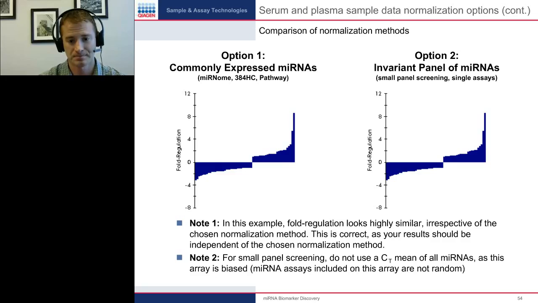Option 2 is the invariant microRNA panel, and you would choose this for small panel screening or individual assays. As a note, in this example, the fold regulation looks highly similar, irrespective of the method, because your results should be as independent of your chosen normalization method as possible. And as a second note, for small panel screening, do not use the CT mean of microRNAs, as this array is biased, meaning that your microRNA assays included on this array are not at random.